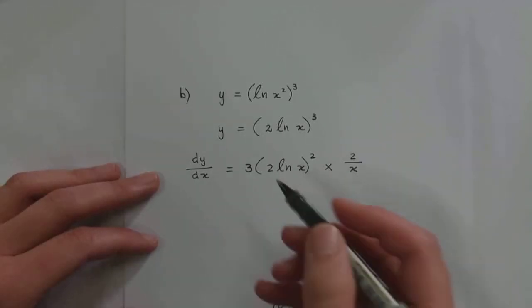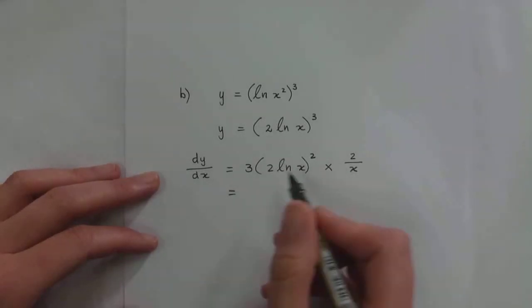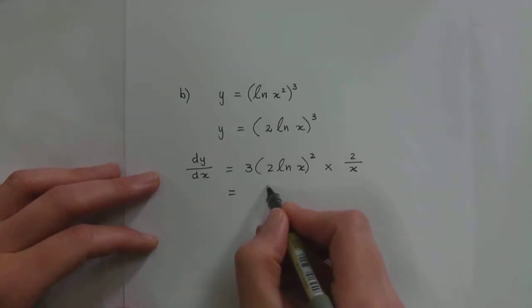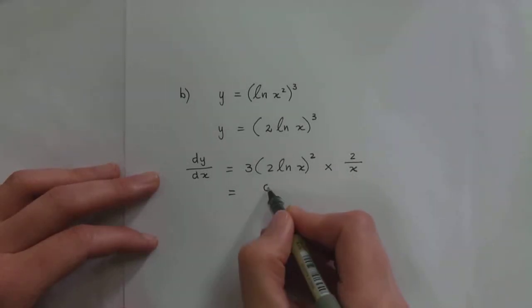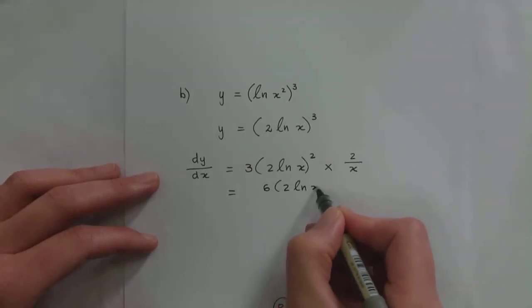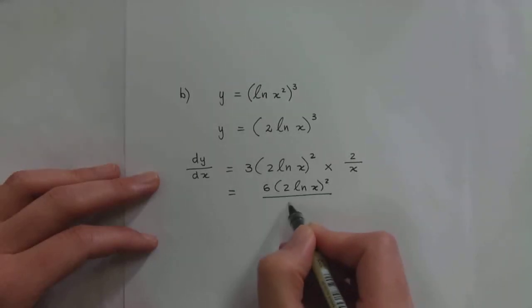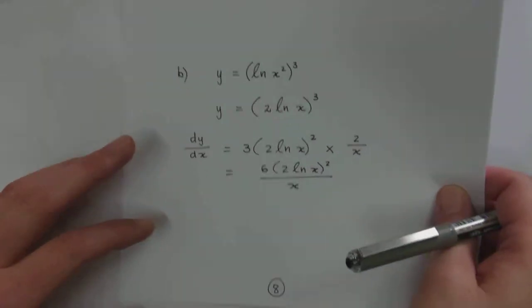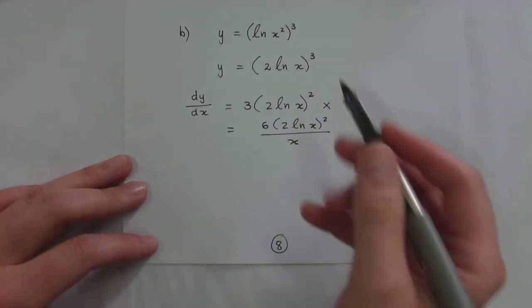Like I said, I'll show it to you just now if you want to see it. But yeah, this is the easiest way to do it. So I'm going to clean this up, and I'm going to say it's 6, because 3 times 2 is 6, 2 ln x squared over x. So that's it.